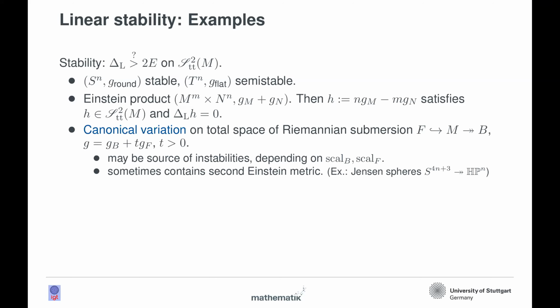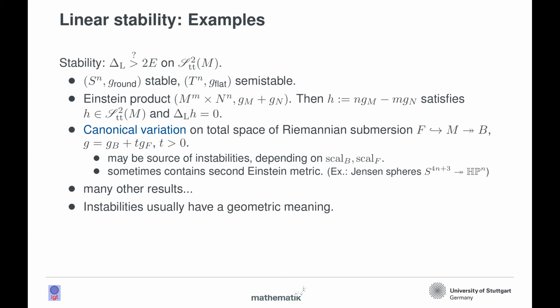For example, the first non-round Einstein metrics on spheres was constructed by Jensen on these S^{4m+3}, which fiber over quaternionic projective space with fiber S^3. And if we scale the fiber of the round metric accordingly, we get a second Einstein metric. These are the squashed Jensen spheres. Yeah, there are many other results on instability mainly. For example, in some special holonomy or weak special holonomy situations, it's possible sometimes to produce unstable directions from harmonic forms, from harmonic 2-forms or 3-forms. So there is, in this case, a topological reason. So usually if there are unstable directions, they have some geometric meaning.